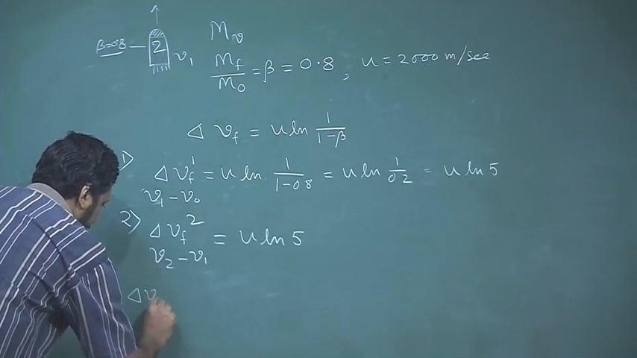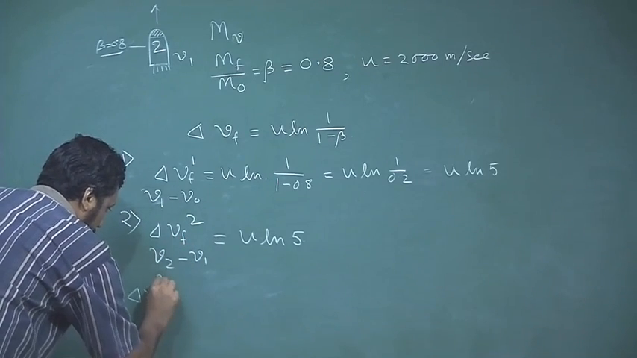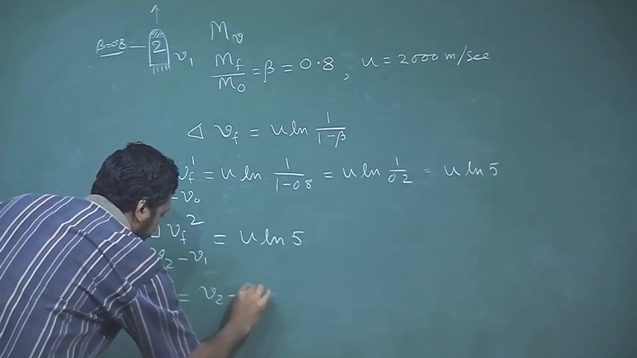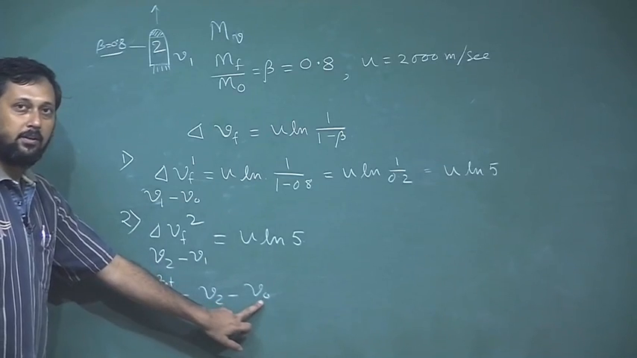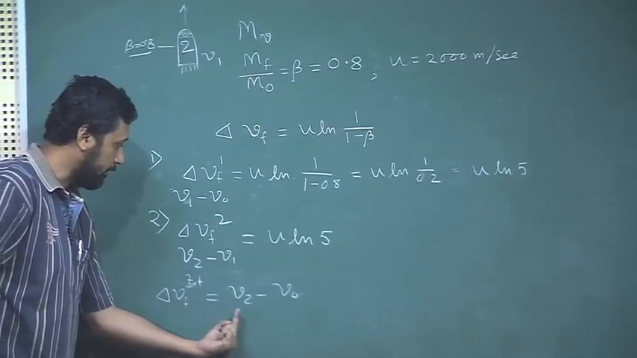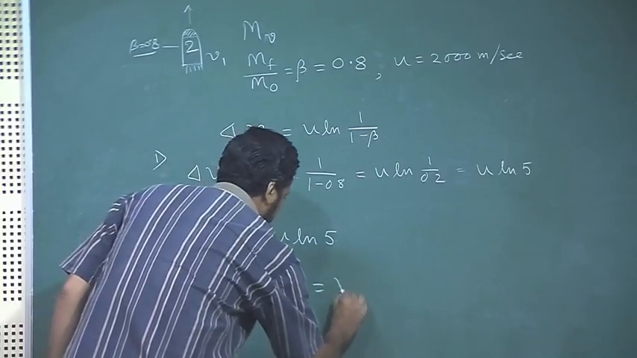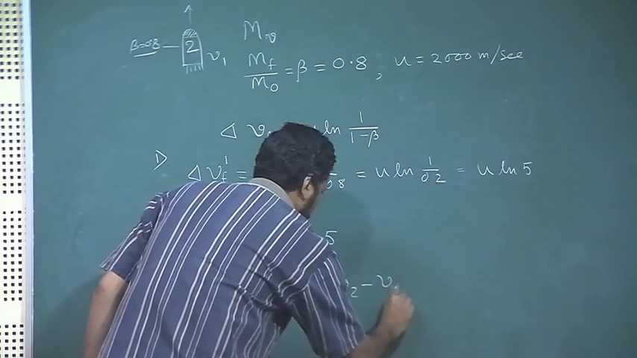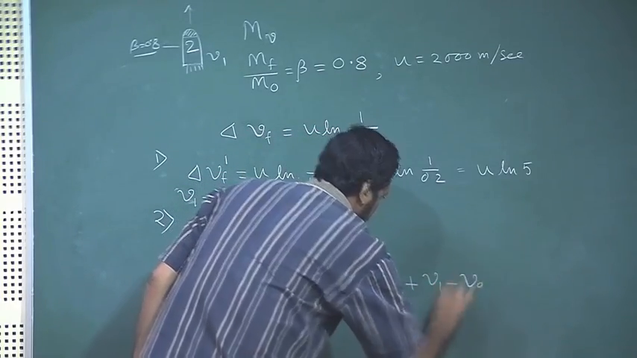So the total velocity change after the second stage, delta Vf total, is given as V2 minus V0. Before the burning of the first stage started, it had a velocity of V0, and finally after two stages it ended up with a velocity of V2. So we will see immediately that this is V2 minus V1 plus V1 minus V0.